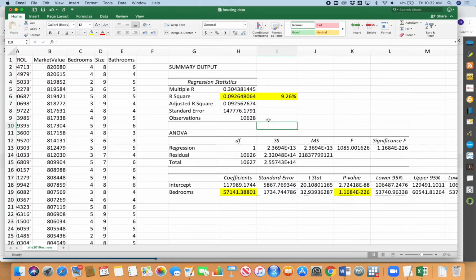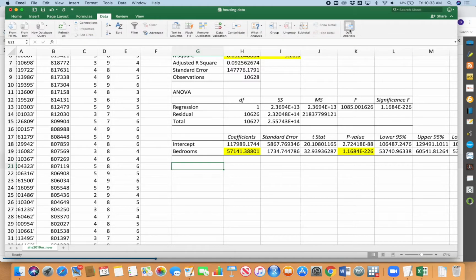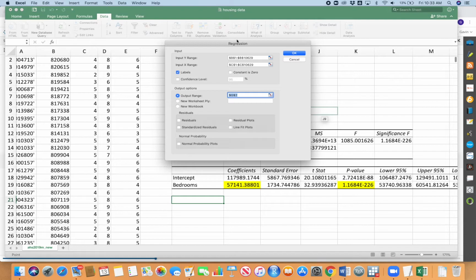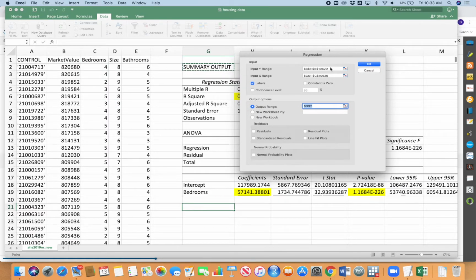So let's keep going. Let's see if we can explain more of that variation by adding more independent variables. So let's go for it. Now we're going to run our first multiple regression using the data analysis toolpack. So I go to the same place. My dependent variable, market value, is the same, so I don't have to change that at all.